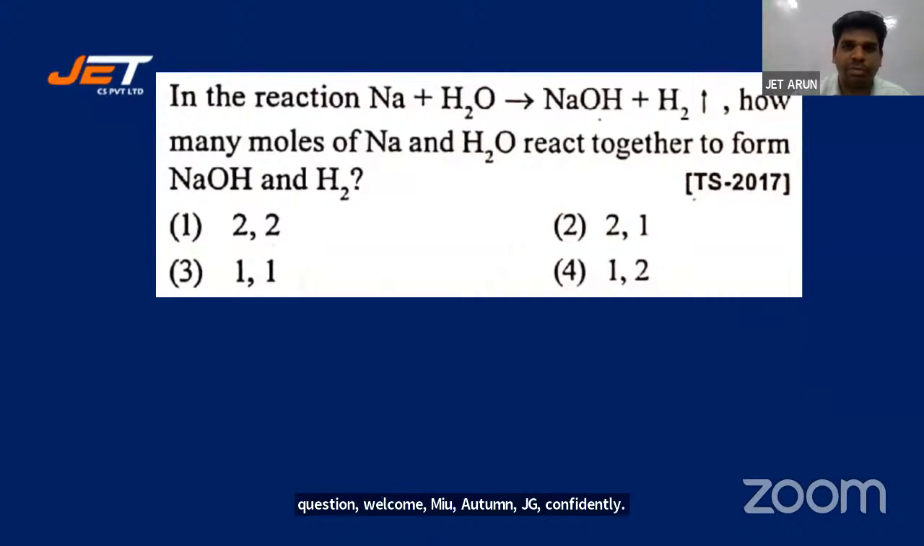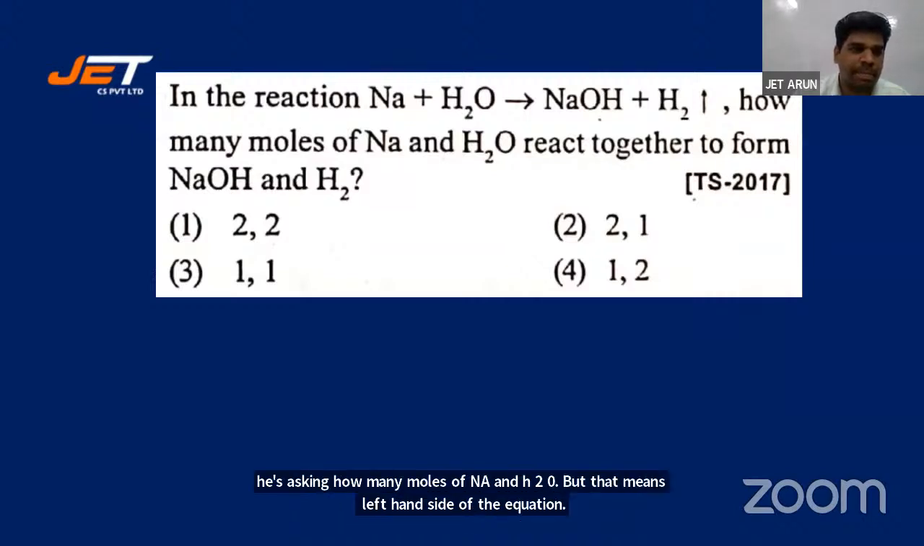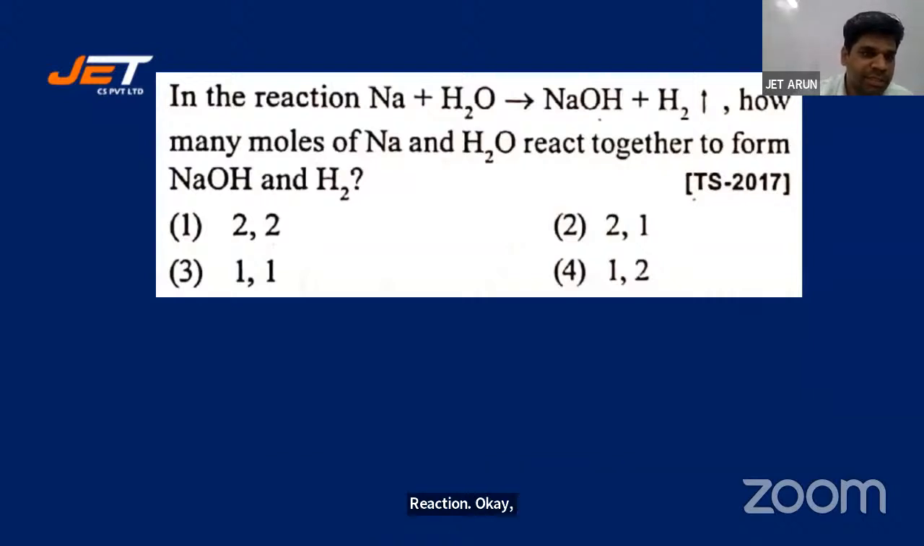All right, he's asking how many moles of Na and H2O. That means the left hand side of the reaction. Okay, Pawan Sai says 3, Veda says 3, Shivkumar says 1, Akshara says 1, Rishikesh says 1, Mahendra says 1, Saitija says 3. Okay, let's look at the answer. 1 is absolutely right. Juveria says 1, Harshita says 1.